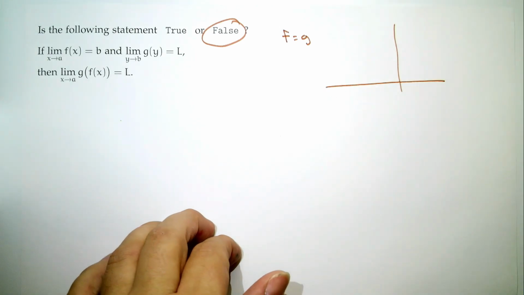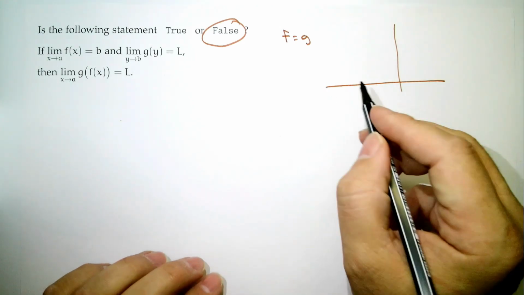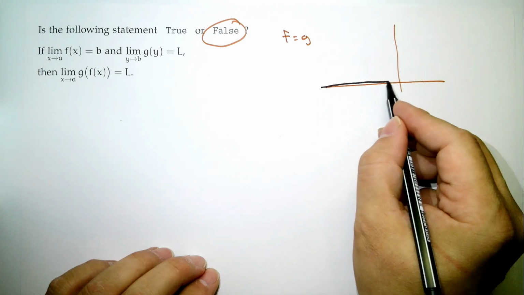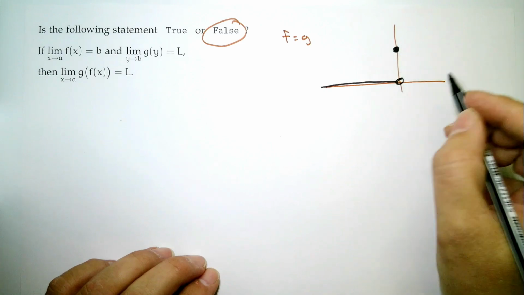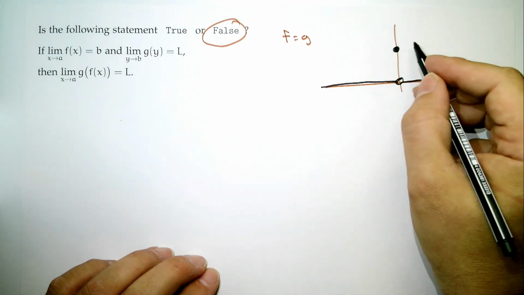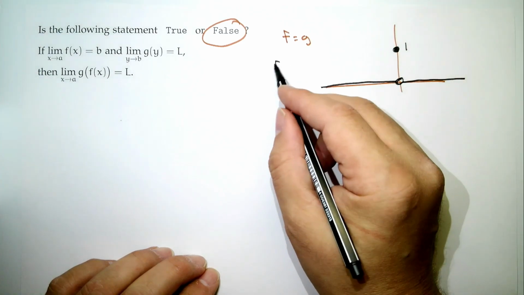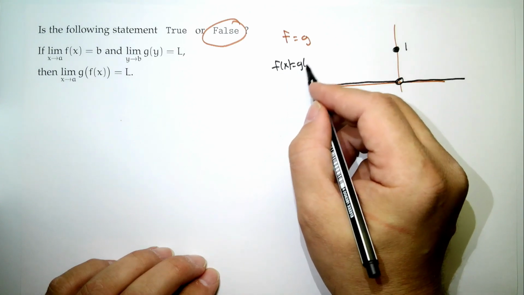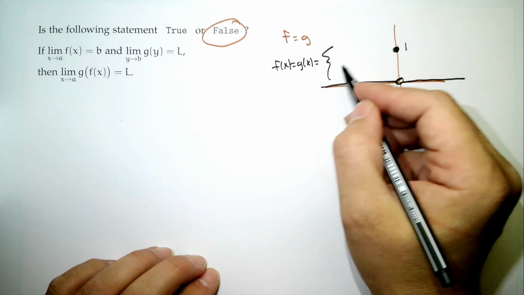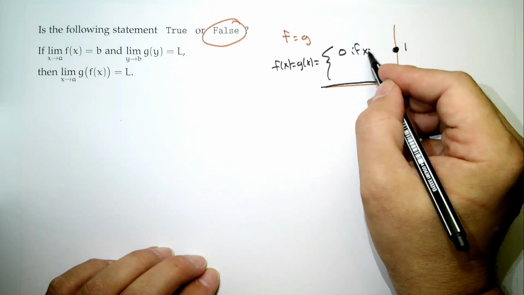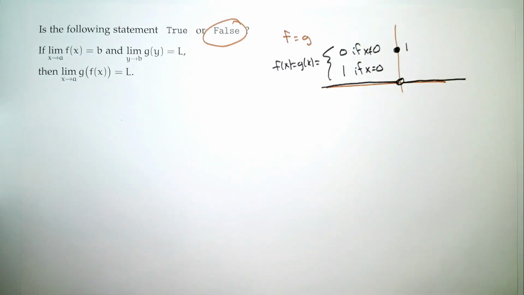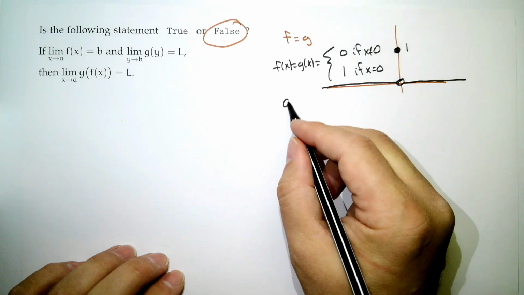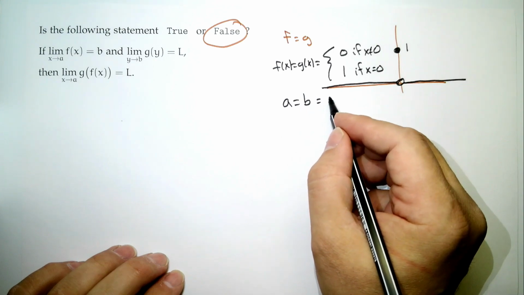So here are my axes, and it's going to be 0 except at the value of 0, in which case it's going to be 1. So there's the function. In particular, f of x equals g of x equals 0 if x is not 0, and 1 if x does equal 0. And now I'm going to let a equal b equal 0.